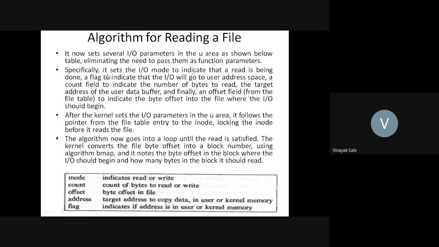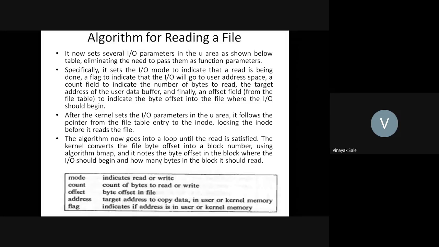So specifically it sets the input output mode to indicate that a read is being done, a flag to indicate that input output will go to user address space, a count field to indicate the number of bytes to read, the target address of the user data buffer, and finally an offset field to indicate the byte offset into the file where the input output should be. After that, the kernel sets the input output parameters in the user area. It follows the pointer from the file table entry to the inode, locking the inode before it reads the file.